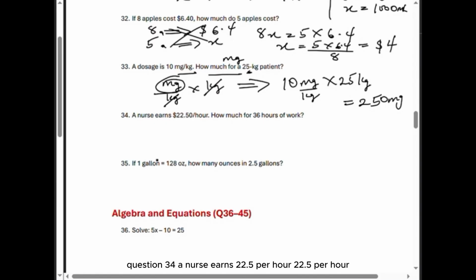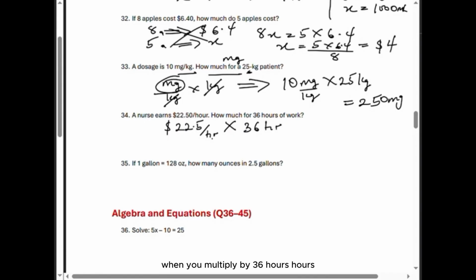Question 34. A nurse earns 22.5 per hour. How much for 36 hours of work? When you multiply by 36 hours, once it cancels hours, you have the amount in dollars. So 22.5 times 36, you're going to get $810.